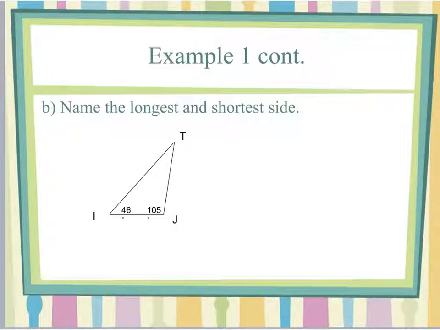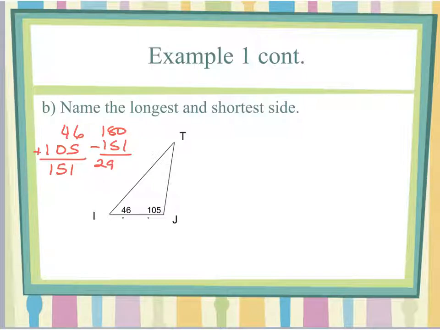I need to find angle T first. So I'm going to add 46 plus 105, and I get 151. I'm going to subtract that from 180, and my missing angle is 29 degrees. Notice if I wouldn't have done that, I would have gotten this question wrong if I only used the 46 and the 105. So now, what is my longest side?